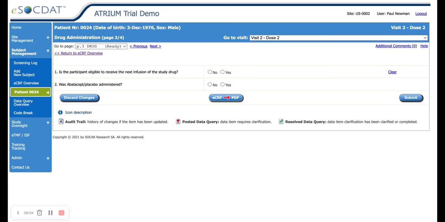To receive dose 2 of the study drug, you will need to complete the Visit 2 Dose 2 Page 3 drug form in eSOCDAT. You will need to confirm with your site PI if the participant is eligible to receive the next infusion of the study drug.